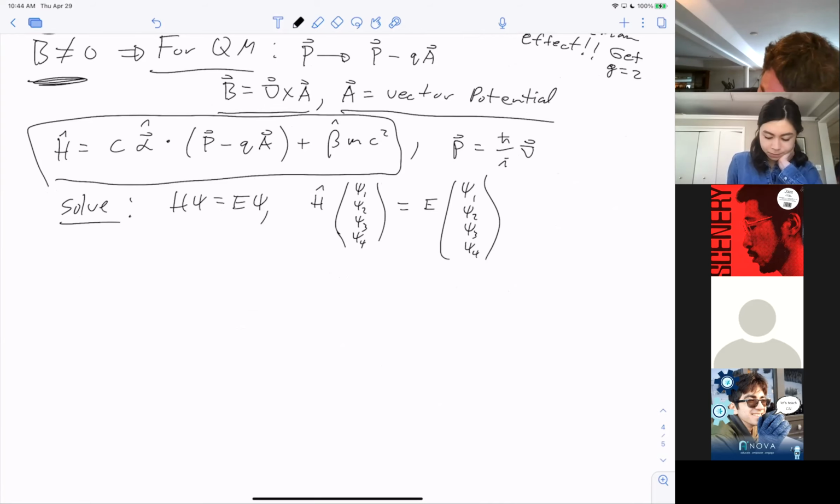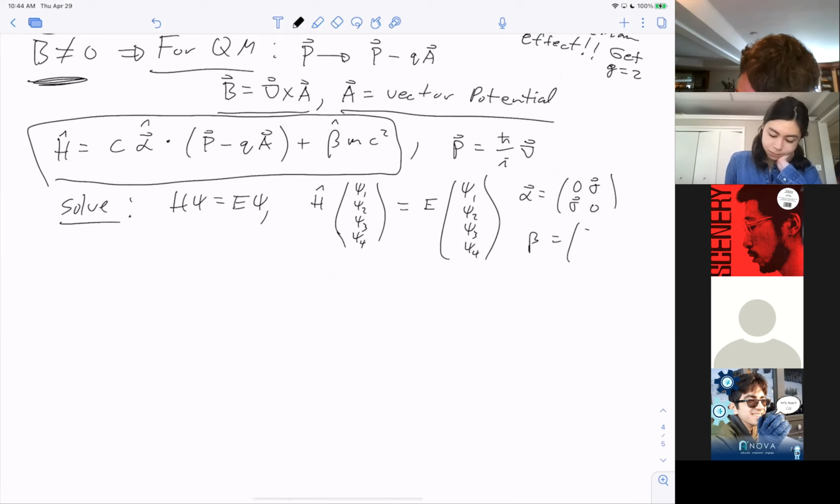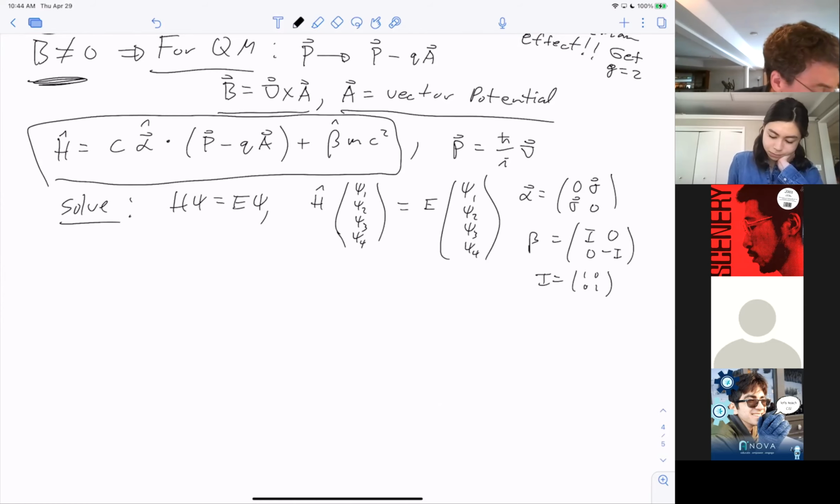Let's remind ourselves that alpha is equal to, remember, 0 sigma, sigma 0, and beta is equal to I 0, 0 minus I, where I is the two-dimensional identity matrix. Okay, so that's the equation, and let's solve that equation.